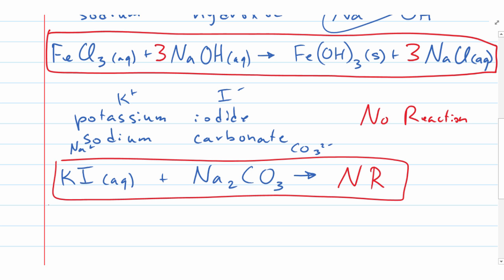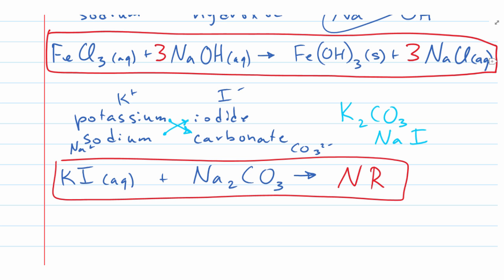But now to predict this, here's how we would have predicted it. Let's say that we didn't actually do it, and we wanted to predict whether or not it would happen. If there would have been products, potassium would have paired up with carbonate, and sodium would have paired up with iodide. And so the potential products would have been K2CO3, and the other product would have been NaI, because the Na is positive with I negative. And these would have been the two potential products.